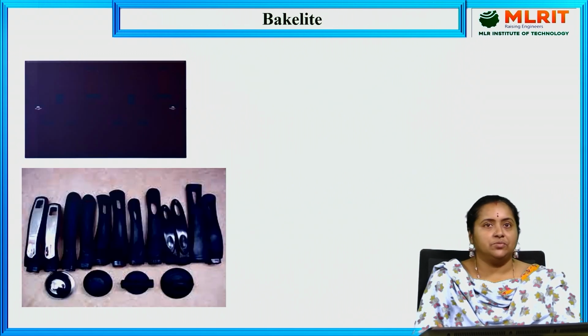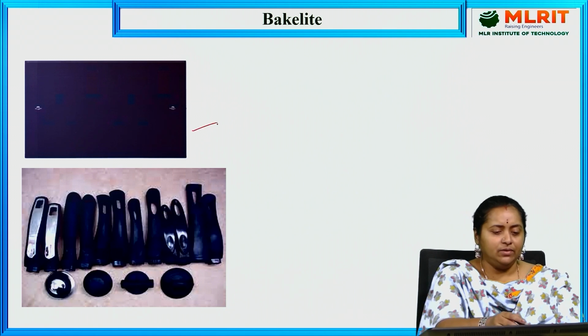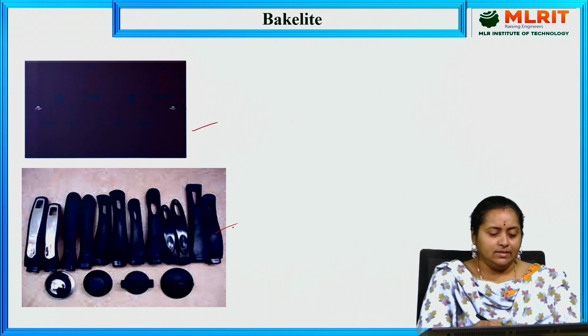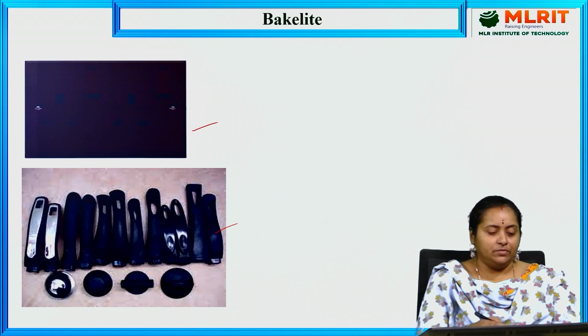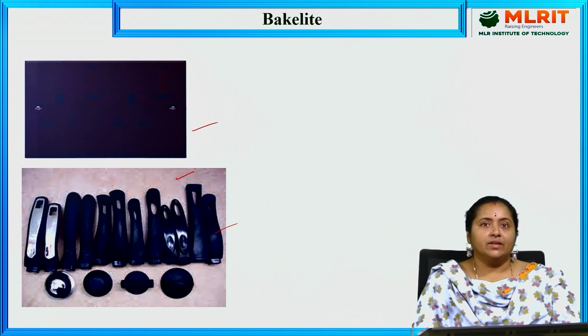This is a switchboard, as I told you, and these are the handles which are used for carrying hot objects. That means objects used for household purposes, like utensils, pans and frying pans. They will have a very high working temperature. If we want to hold such hot objects with our hands, it is very difficult. So for that we can make use of handles manufactured using bakelite material.